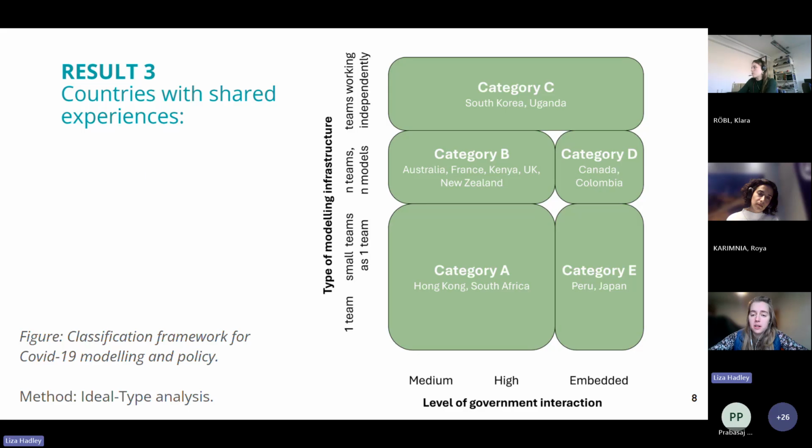So from this kind of figure, I think this is the sort of thing that can help us think about what were the different experiences that were seen and how can we kind of classify the COVID-19 sort of modeling and policy interfaces.